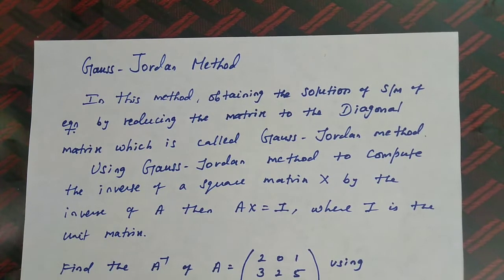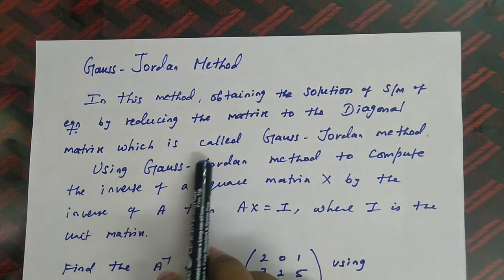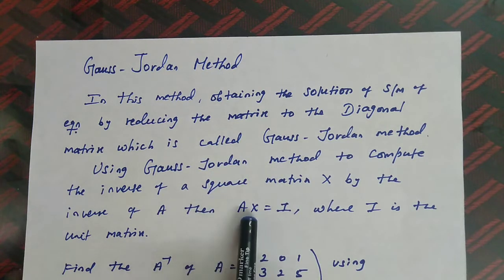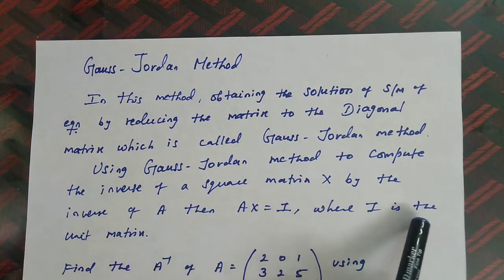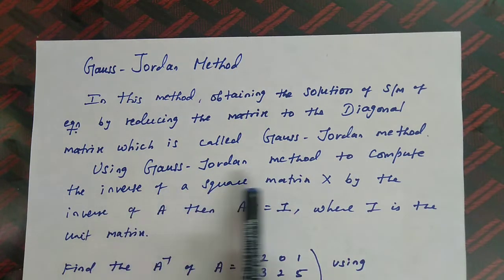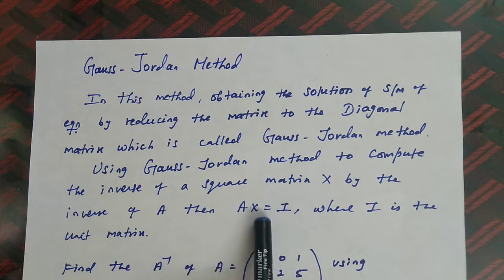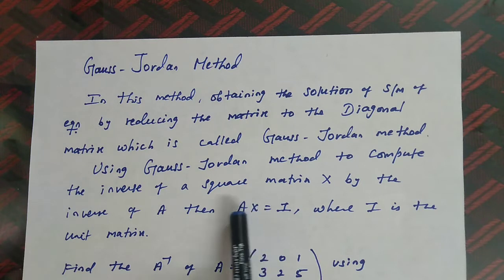Today we are going to discuss the Gauss-Jordan method. Using the Gauss-Jordan method, how can we find the inverse of a given matrix? Under the Gauss-Jordan method, we have to reduce the given matrix into a diagonal matrix, and using that we form the equation AX = I, where I is the unit matrix. To compute the inverse of a square matrix A, X is the inverse of A, so AX = I. So this X is nothing but the inverse of the matrix. Based on this, we are going to find A inverse for the given matrix.